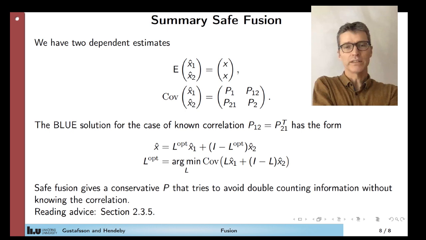Reading advice, check section 2.3.5 in the textbook.